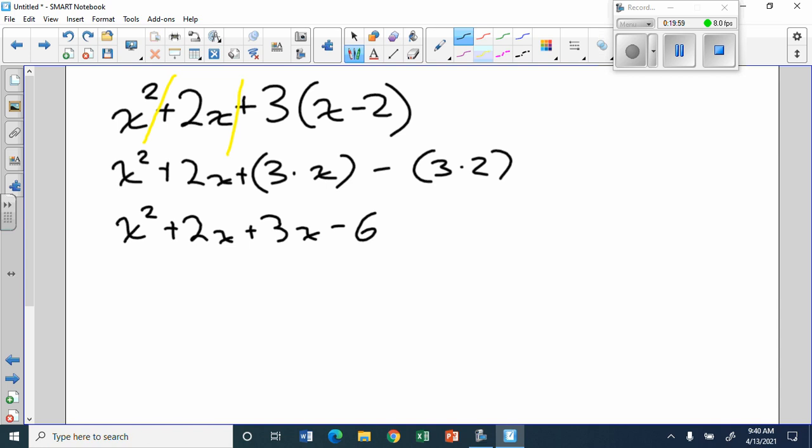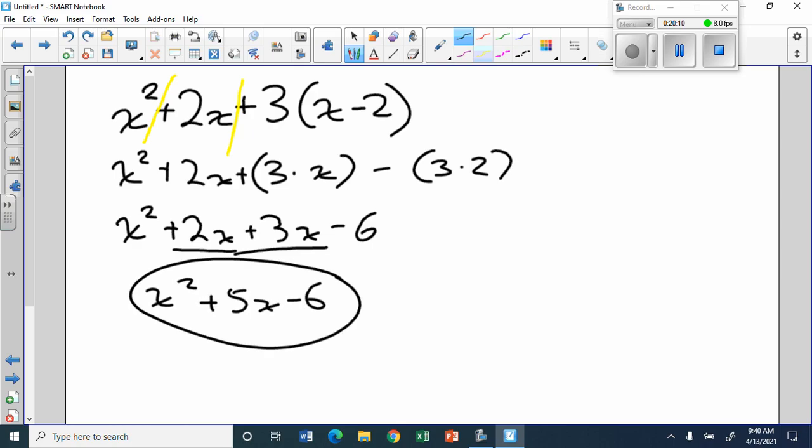What two things can be added in this one? The 2x plus the 3x. So x squared plus 5x minus 6 becomes my answer. We can't add any more because there are no more like terms. Got it? Now, pay special attention to this. There was a plus 3. What happens if there was a minus 3 here? How would that change this problem?